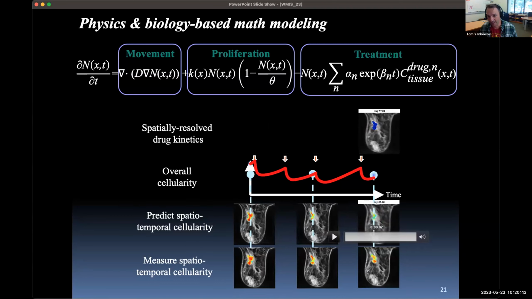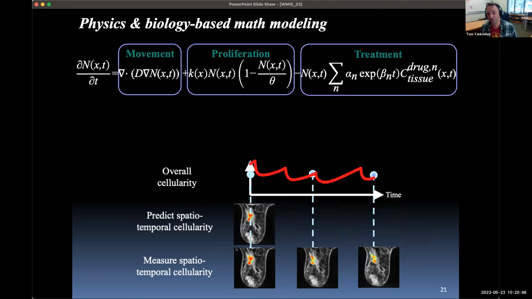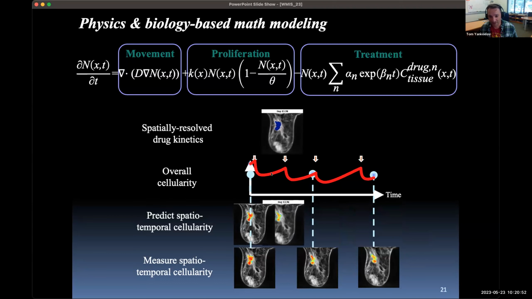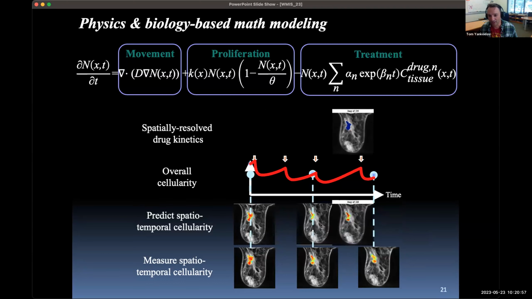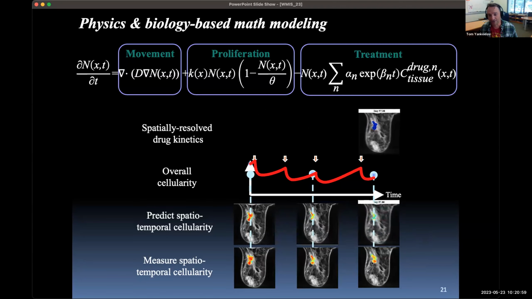And then you want to compare your prediction to what you actually measured. And I'm going to go over that one more time because that video took way too long to make for just that amount of time. Here's your spatially resolved drug kinetics from your DCE. Here's your estimate of cellularity from your diffusion. And you want this to be compared to what is actually measured.